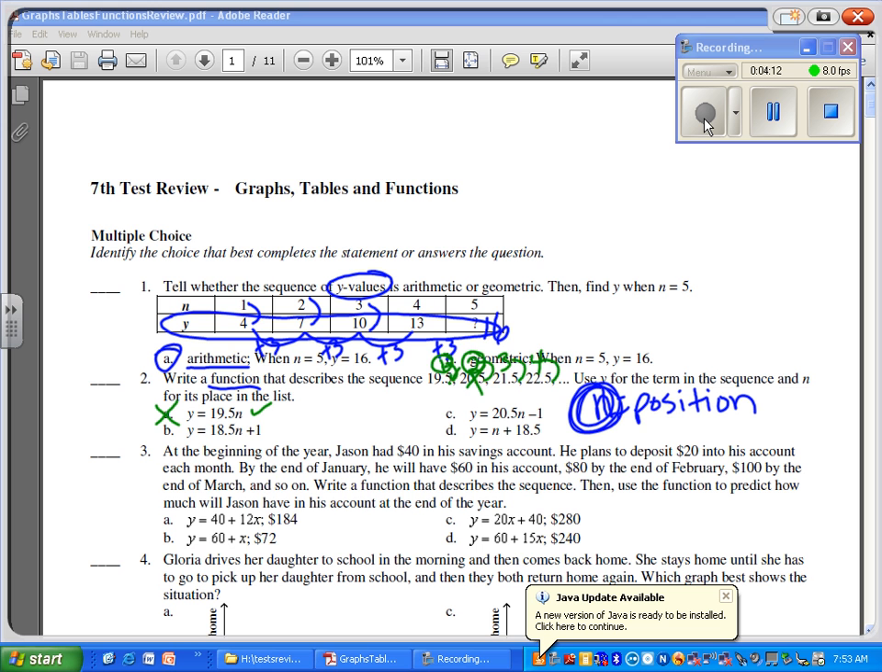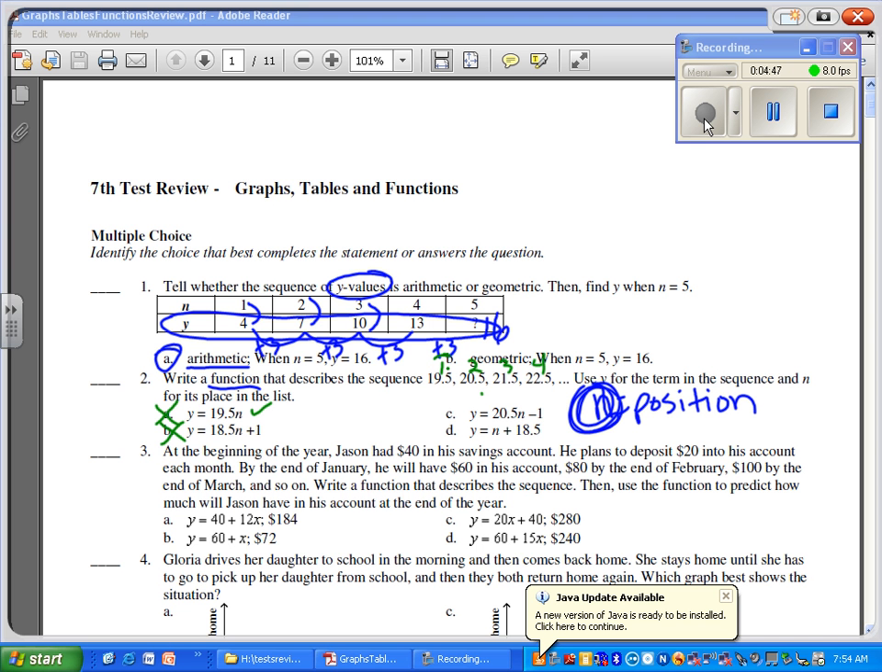All right, let's look at letter B, 18.5n plus 1. Does that work for the first one? It does work for the first one. If I do 18.5 times 1 and then add 1, I get 19.5. But again, it doesn't work for the second one. 18.5 times 2 is going to be more than 36, and then adding 1. So that doesn't work. I'm going to rule it out, because if there's even 1 that it doesn't work for, it cannot be the function of the sequence. All right, let's take a look at C.